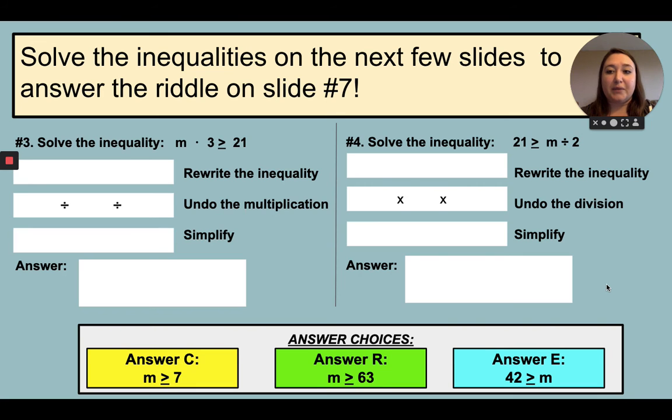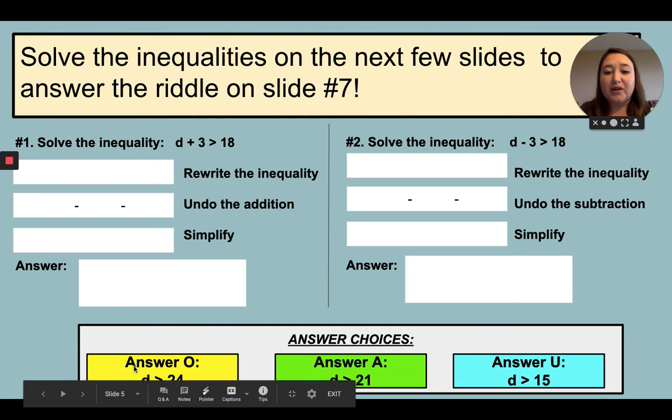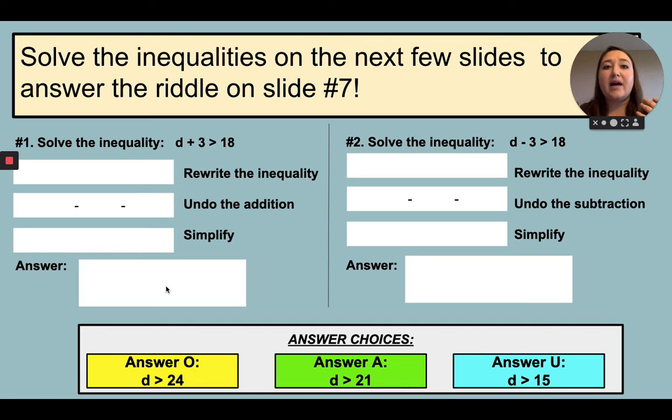So for example, on number 1, we have solving the inequality, d plus 3 is greater than 18. So again, you'll follow your steps to solve the inequality. Once you simplify your answer, you're going to look at the answer choices on the bottom and drag your answer into the box there.